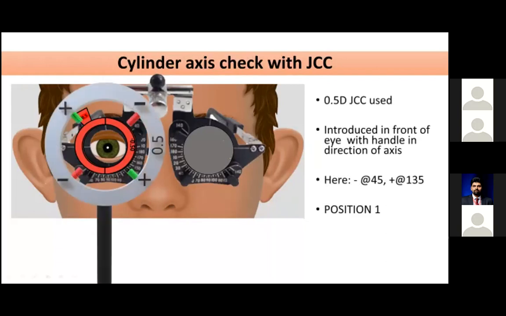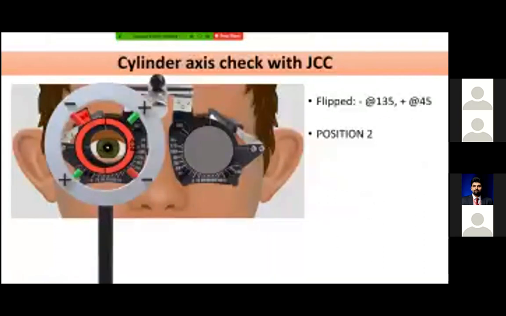Okay, so we place the handle at 90 degrees, and the plus part is at 135 degrees. Now this is position 1. We ask the patient to look at the Snellen's chart, and now we flip this JCC. On flipping the JCC in the opposite direction, the minus has come at 135 and the plus has come at 45, and this is position 2.